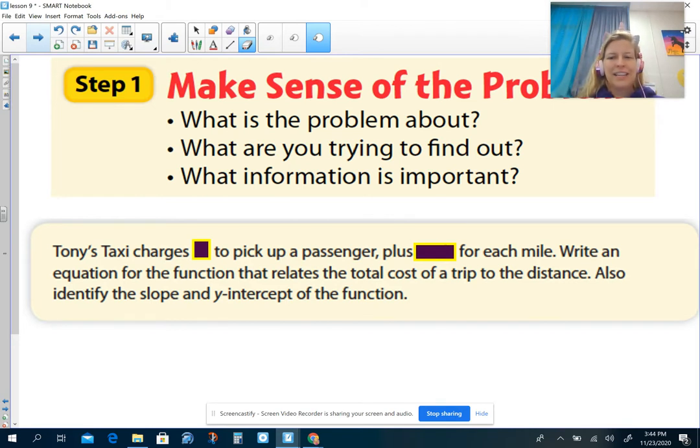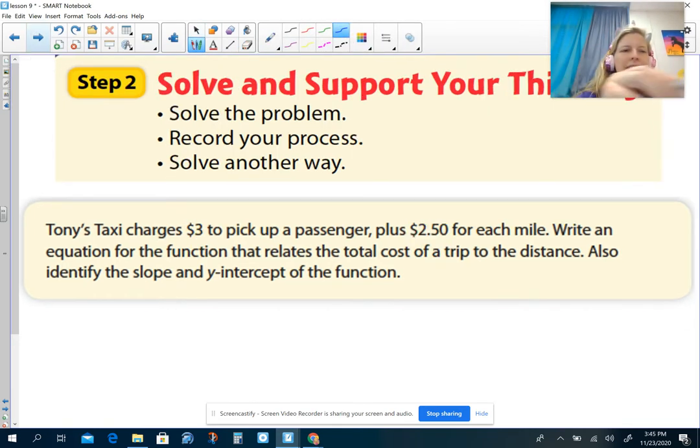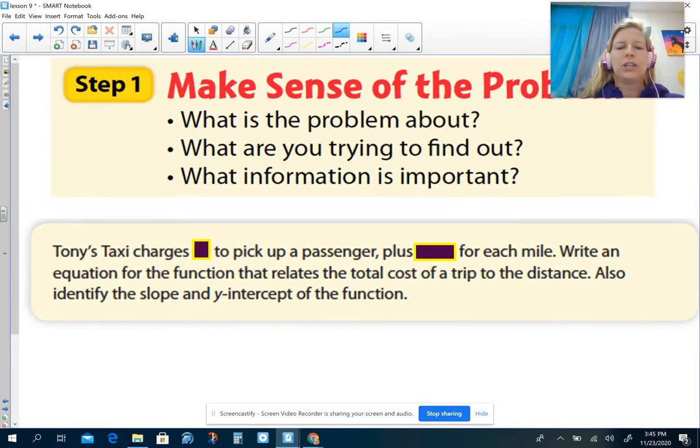All right, 3. Are y'all ready? Let's go. Okay. So let's see what y'all pulled out. Tony's taxi charges blank to pick up a passenger. I'm probably going to need that, right? Plus blank for each mile. I think I'm going to need that too.